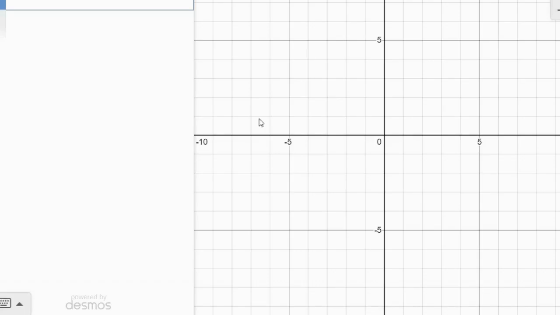Take a look. I've got Desmos open. Since this is a graphing lesson, I would expect we will need Desmos as we compare some of these graphs.